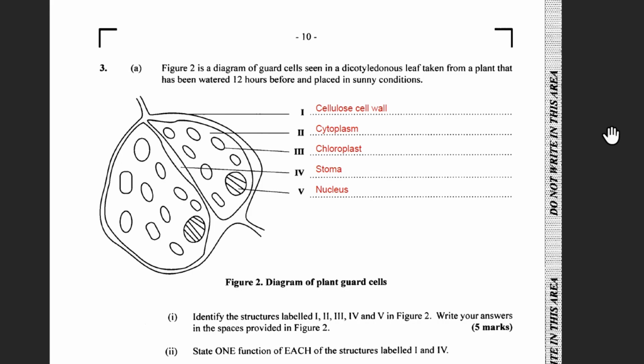Here we have January 2016, question 3. We have a question that mixes cells and photosynthesis. Here we have a diagram of a guard cell seen on a dicot leaf, taken from a plant that has been watered 12 hours before and placed in sunny conditions. The first question is to identify the structures labeled 1, 2, 3, 4, and 5 in figure 2. Write your answers in the spaces provided.